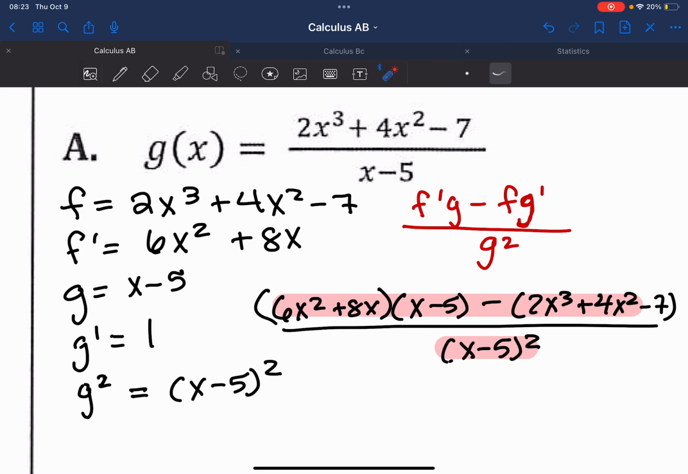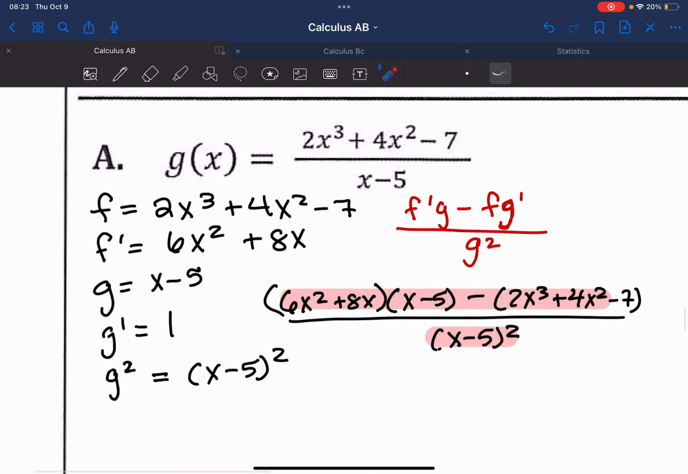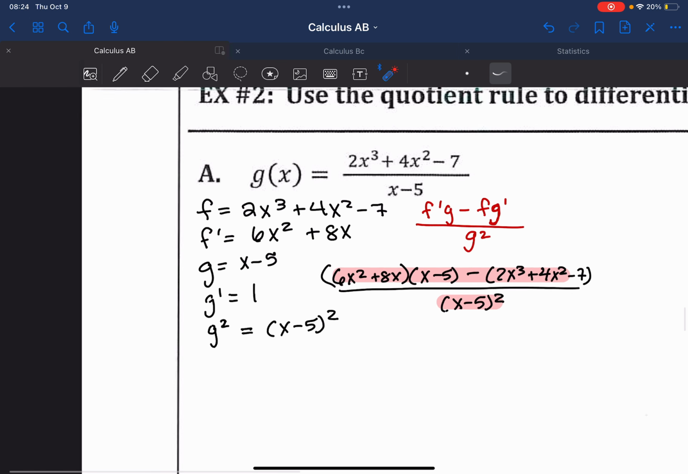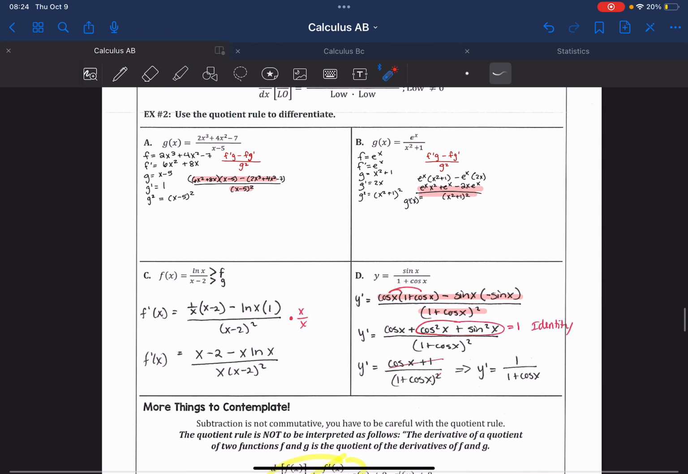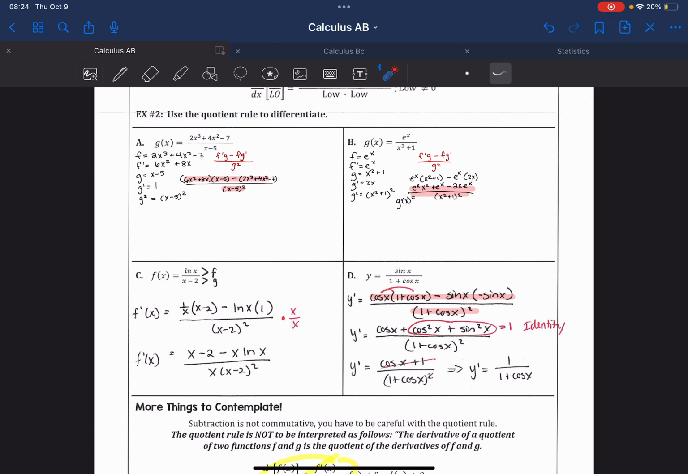minus f times g prime. Well, technically g prime is 1, so I could have written times 1 off to the side, but I don't have to. And then I divide everything by g squared, which is x minus 5 squared. There's no need to simplify this. I would just leave it as is, because remember, we are checking your calculus skills, not your algebra skills. And then same thing, I would go through each of these and make sure you are able to get the same answers.